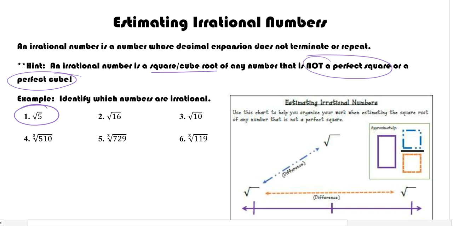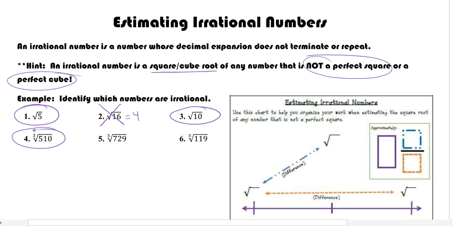The square root of 16: are there any factors that I could multiply by itself that would give me 16? We know that there is. That would be 4, so that is not an irrational number. Number 3 is the square root of 10. We can be pretty confident that there are no factors that, if you multiply a number by itself, would give us 10, so that is also irrational. The cube root of 510: a number times itself 3 times that would give us 510. There is not one, so that is going to be irrational.